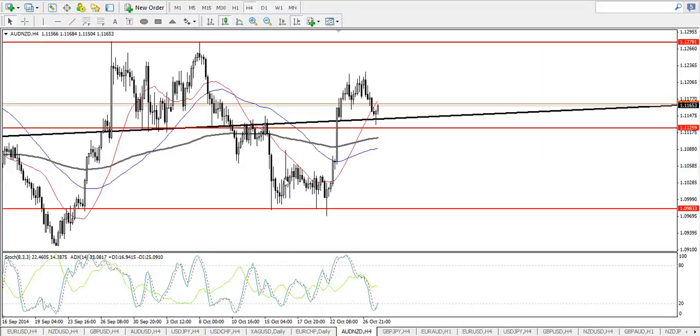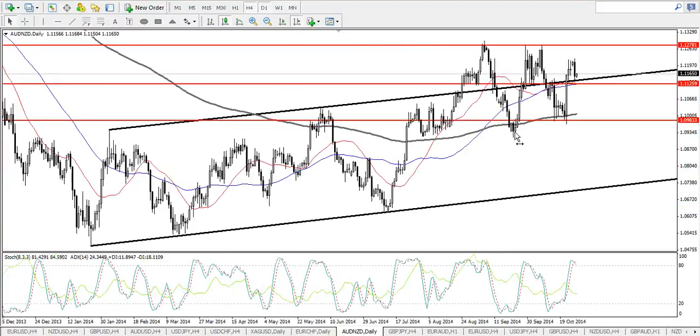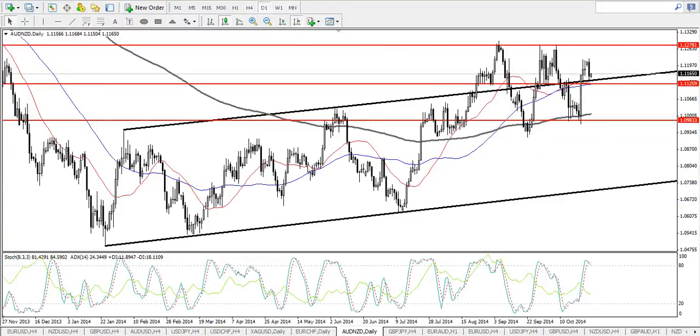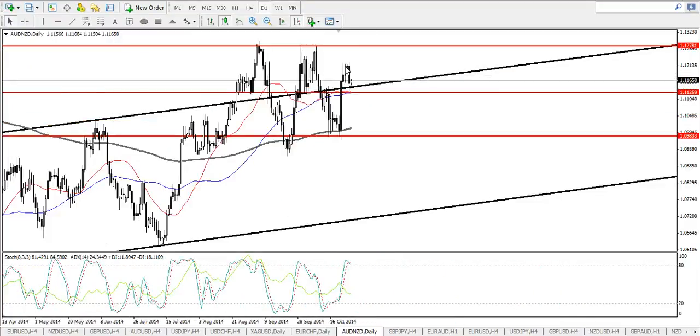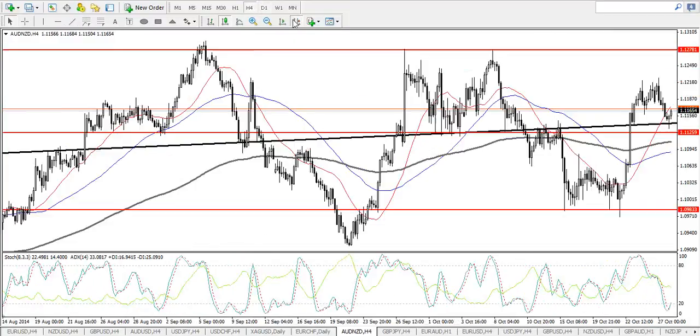Next, I shall look at the Aussie against the New Zealand dollar. So previously there was a rising trend channel. This is a daily chart. It broke above, came up, and right now it came down and got supported at the top of the previous rising trend channel that is broken.